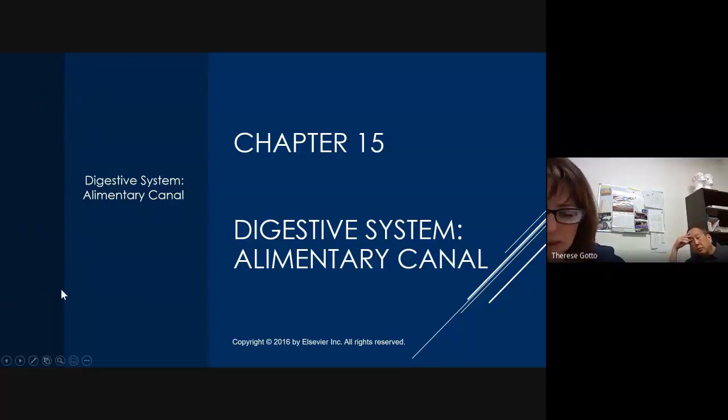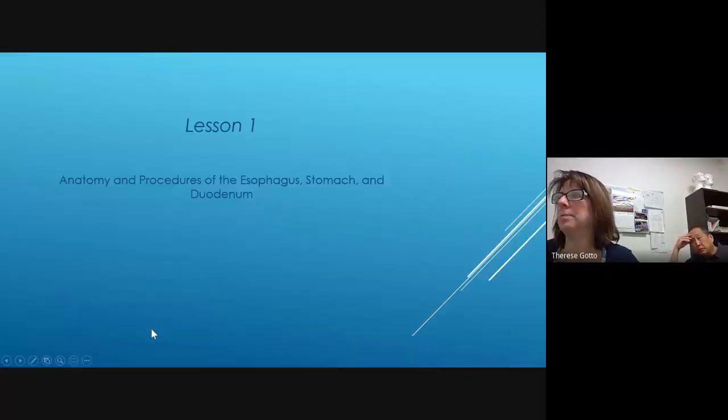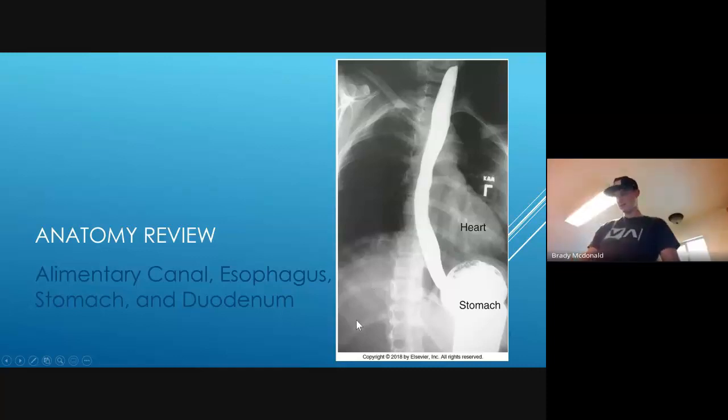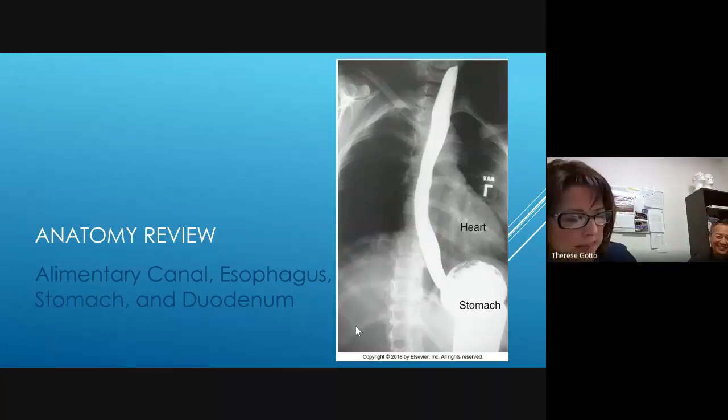Okay, we're going to go through the upper digestive system. Here we go. And we're going to blaze through. So everybody remembers what this is a picture of, yeah? Yell it out. What view is this? Look at your vertebral bodies. Like a RAO or something. That would be correct. Thank you very much, Brady.